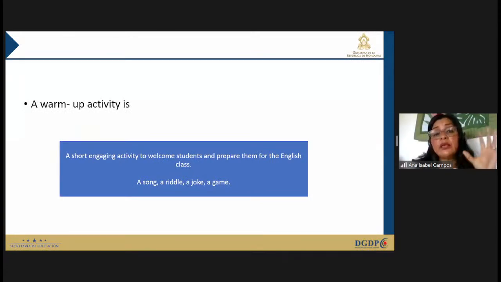As you said, it could be a song, a very short one, a riddle, you know, that is something very short, a joke, something that makes them laugh, or a very, very short game, just to bring them into the mood of the lesson. And there is a difference between an icebreaker and a warm-up. The purpose is similar, but the purpose is different.